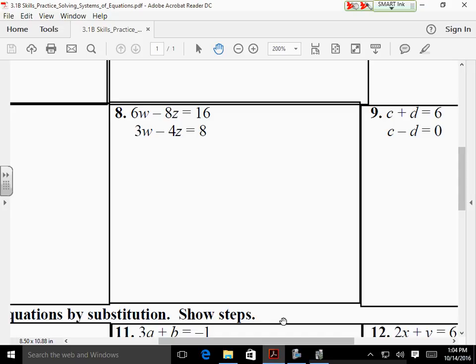If I wanted the w's to cancel, what should I multiply by in which equation? Remember doing this? If I want the w's to cancel, what can I multiply this equation by? By what? Close. -2. And that would give me negative 6W plus 8Z equals negative 16. And that would get the W's to cancel.